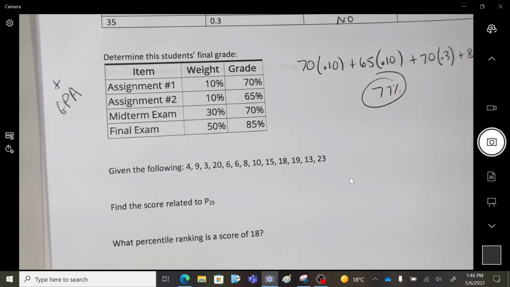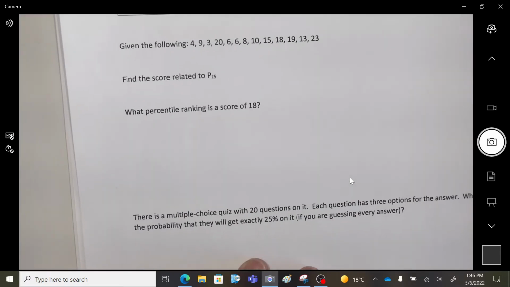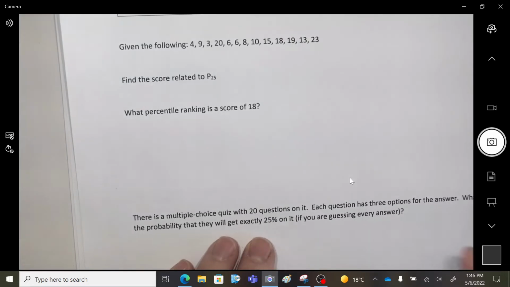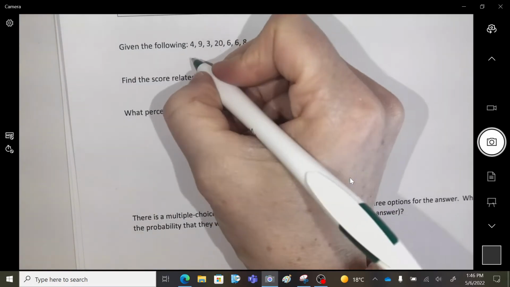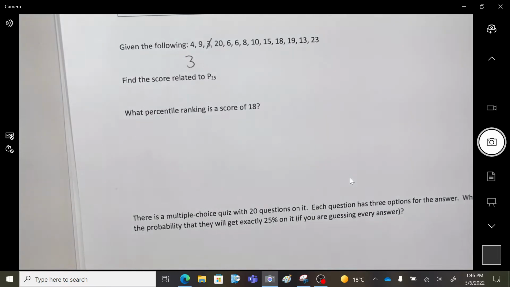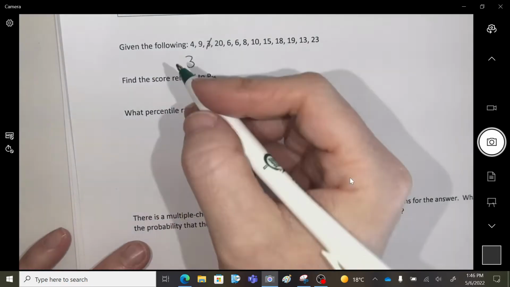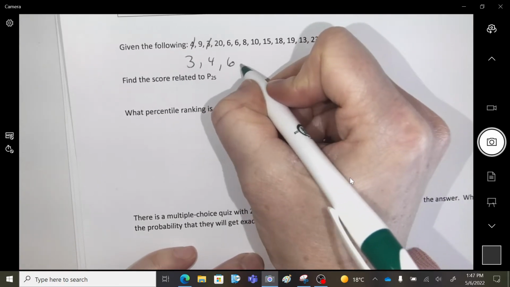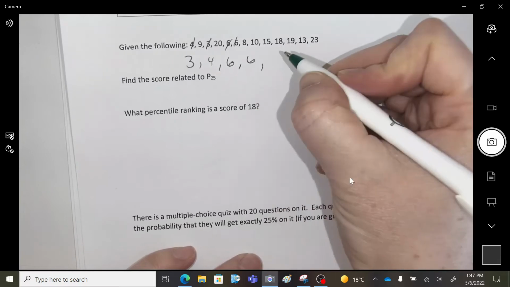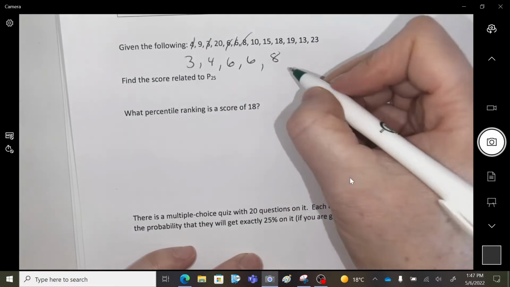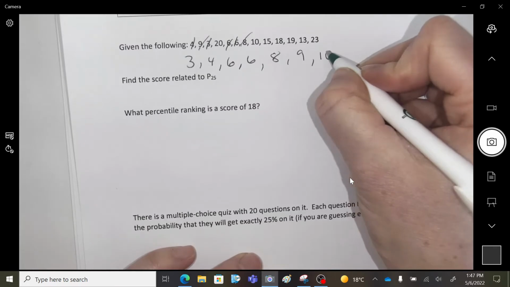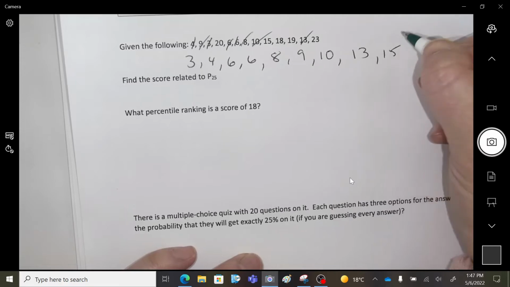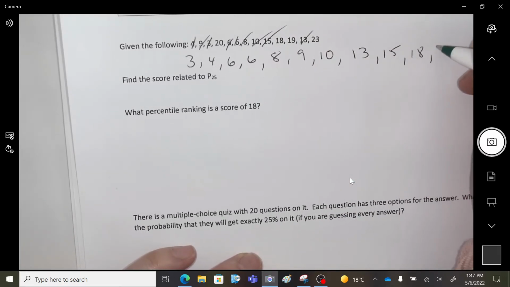Okay, this would be percentile rankings. So it's not ordered, is it? Okay, so 3 is the lowest. I'm going to cross it off because there's so many of them to follow. And then I have a 4. What's next? A 6, 6, 8, 9, 10, 13, 15, 18, 19, 23.